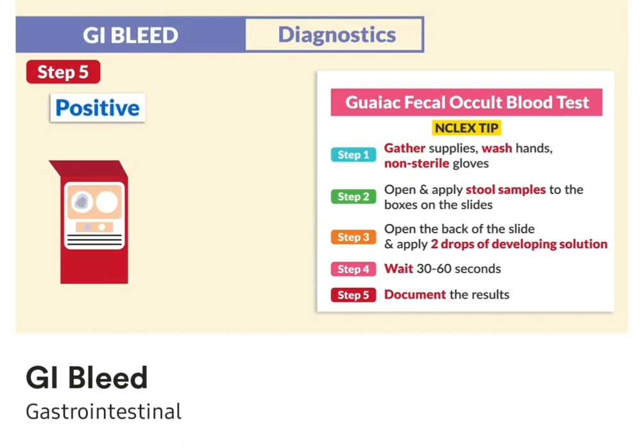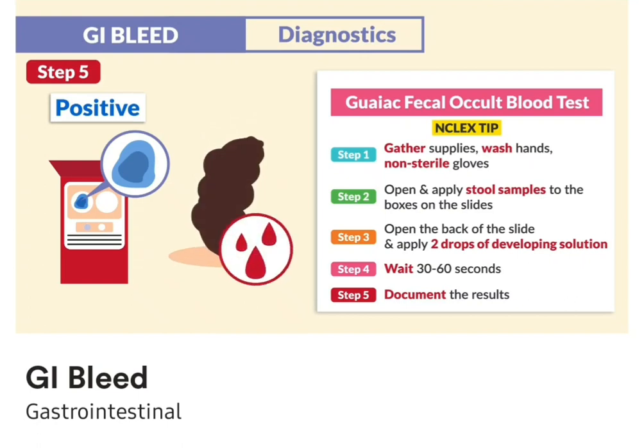A positive Guaiac test will return with blue paper here, indicating a positive for blood in the stool. Kind of like a pregnancy test where we get a positive blue sign, just think a positive blue means that there's blood in the stool.